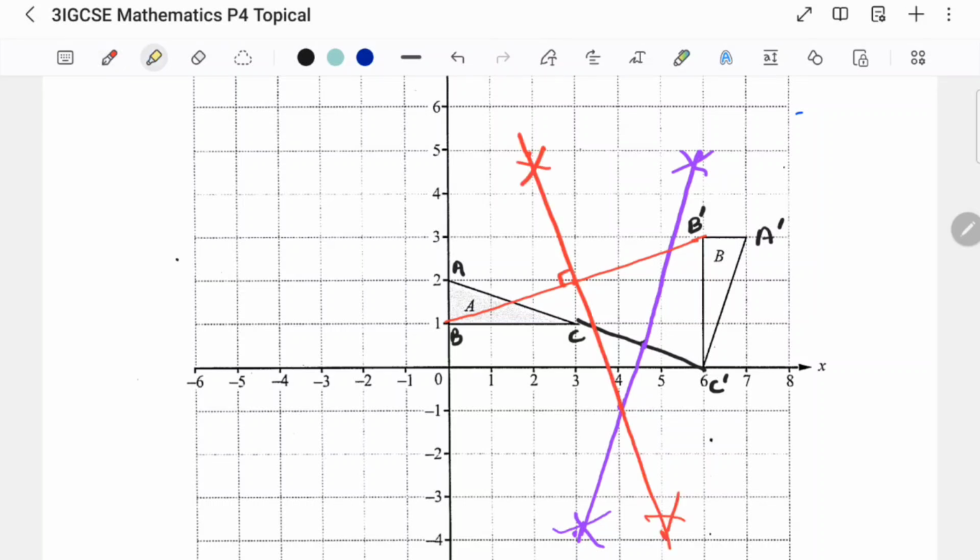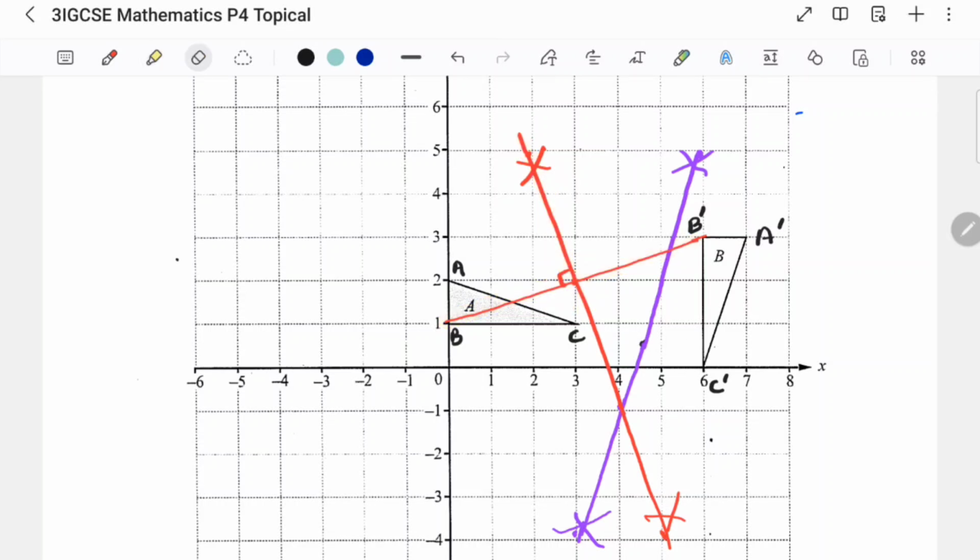If you just notice the line and the perpendicular line, you know the gradients. If the gradient of one is 3, the perpendicular line's gradient will be -1/3. Okay, so I'm removing the other lines and showing you only the perpendicular bisectors, and you can also see this purple and red line where they are meeting is the center of rotation.